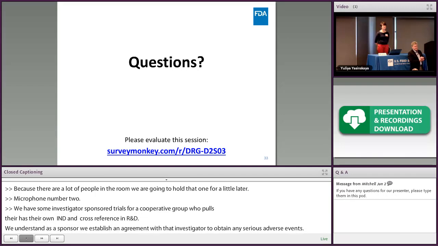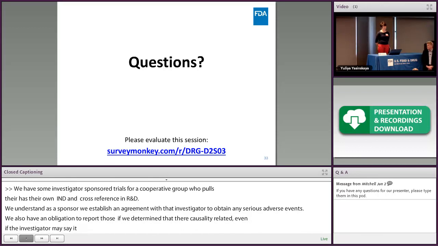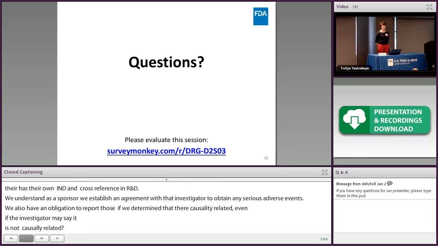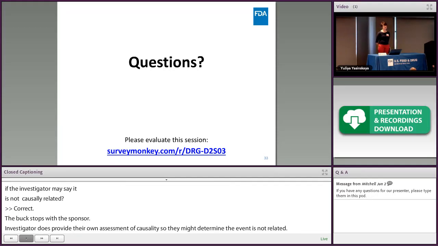Yes, the investigator does provide their own assessment of causality, right? So they might determine the event is not related. However, you have a better understanding of the safety profile of the drug because you do provide the assessment on all the trials. You have a bird's eye view of what's going on with the drug. Exactly. So you might have a better understanding of whether this event might be related. So you do make your own assessment of causality.